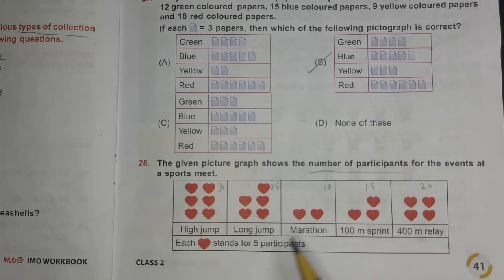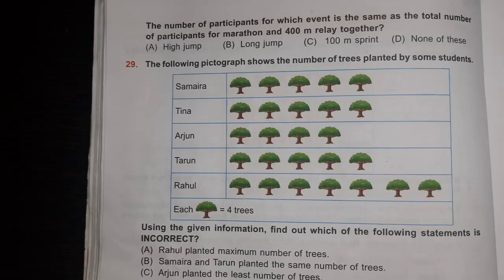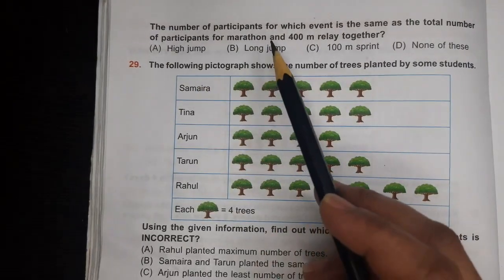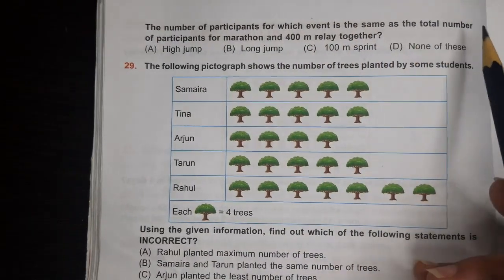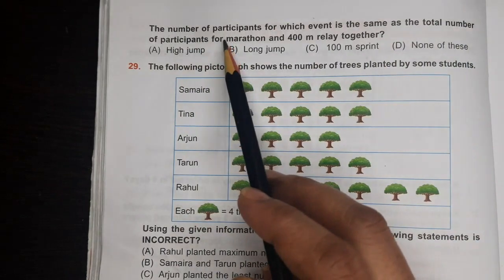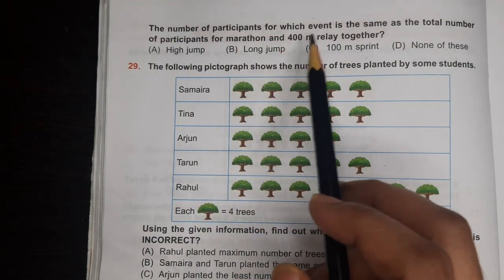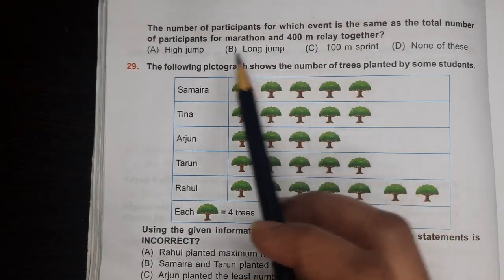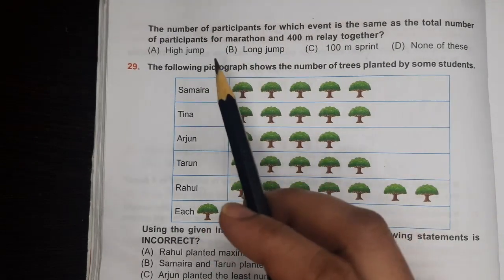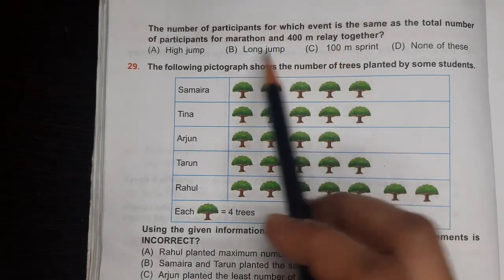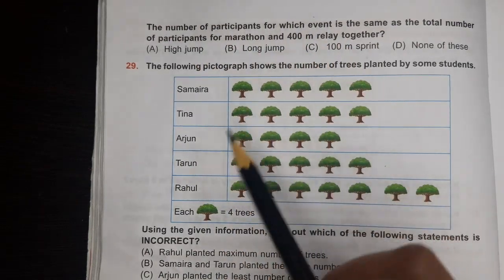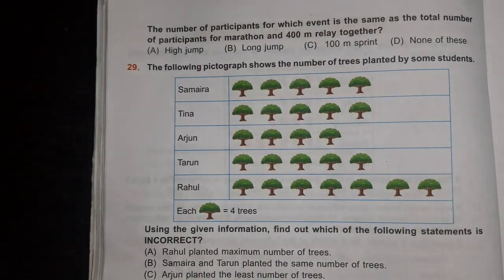So I have basically solved the picture graph. Now I will solve the questions associated with it. The number of participants for which event is same as the total number of participants for marathon and 400 meter relay together. So for this, we will have to do the addition. Marathon aur 400 meter relay ka mila ke kitne participants hai, right? So let us do the addition.